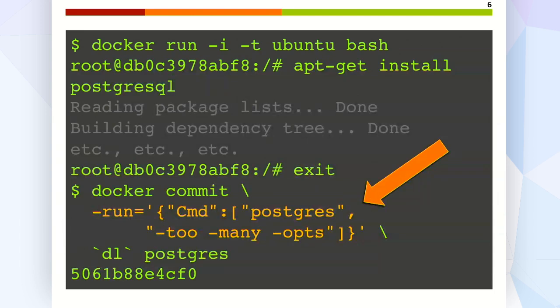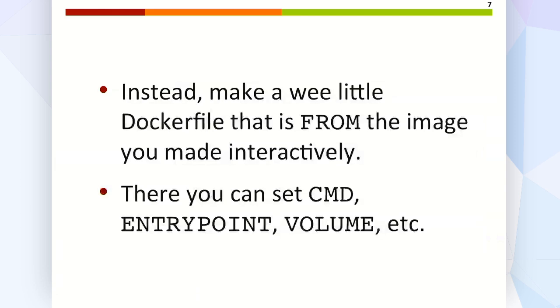It's a pain. So even if you end up building your whole image in Bash, it's better to make a wee little Dockerfile that has FROM the image that you made interactively, and then in there you can set up the Docker specific stuff like the command, entry point, volume, and so on. So that's the general idea. It's sort of like a post-processing step on building the image interactively.